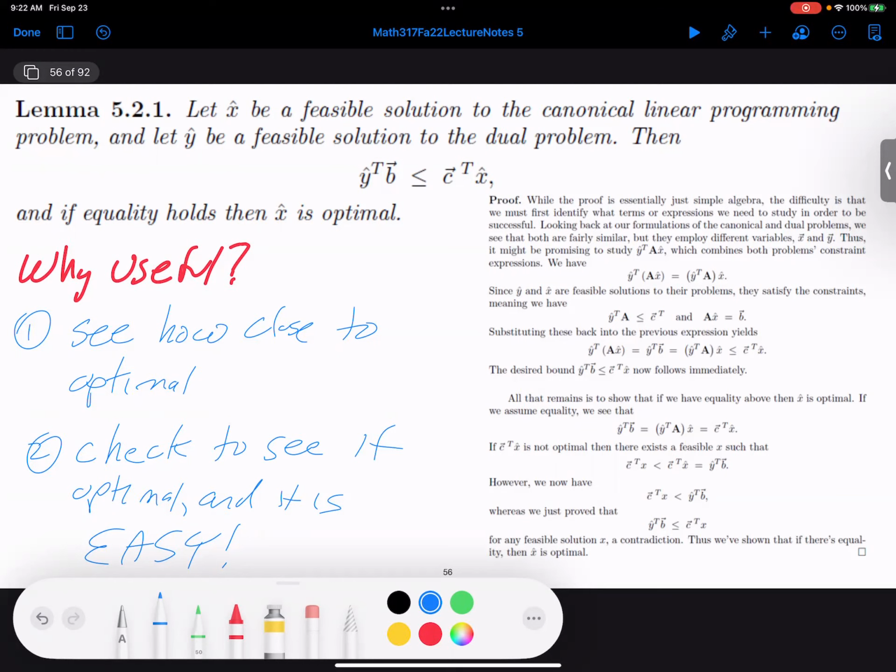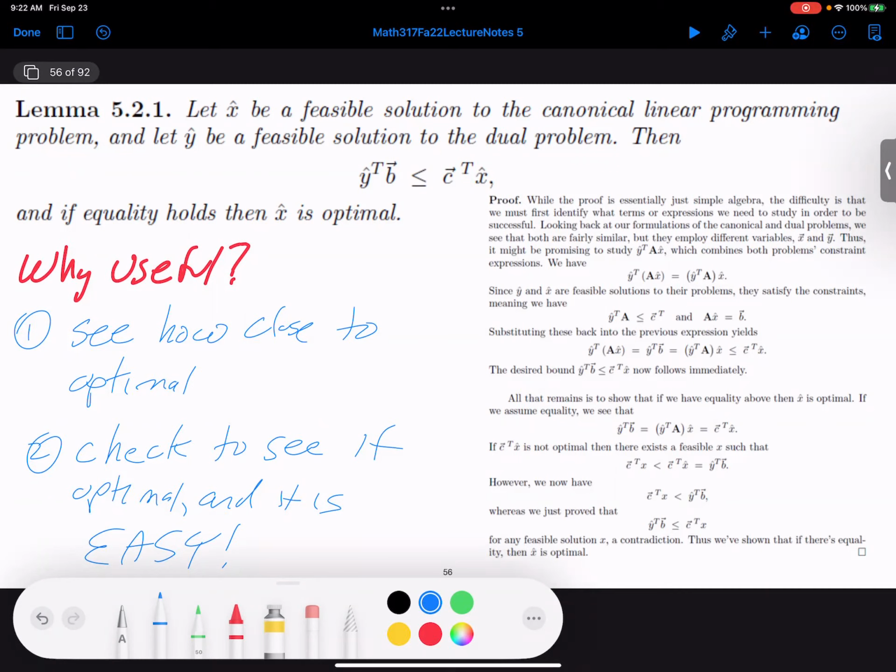Now, if there's a wide gap between them, that might just mean maybe you have a bad choice of the feasible solution for the dual problem. You might actually have a feasible solution to the original problem that is quite close to optimal. And you might just have a really bad feasible solution to the dual, and you might actually be really close.